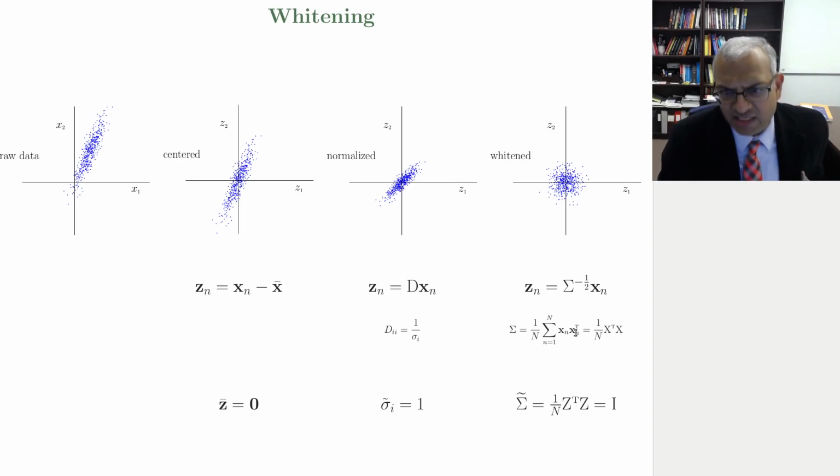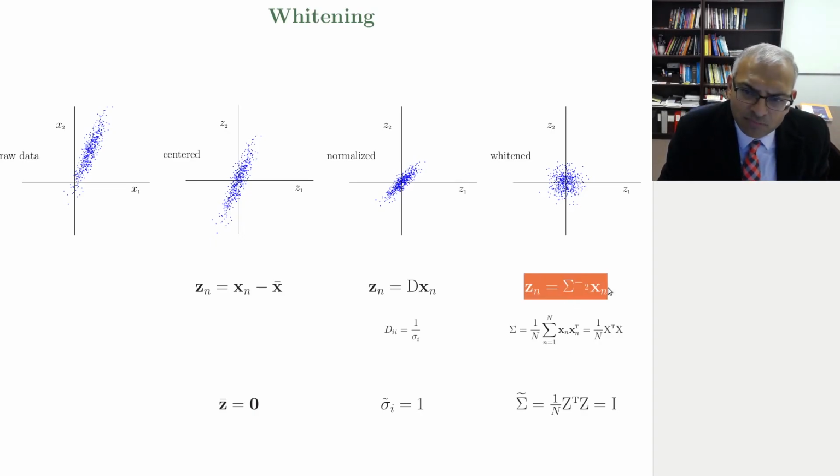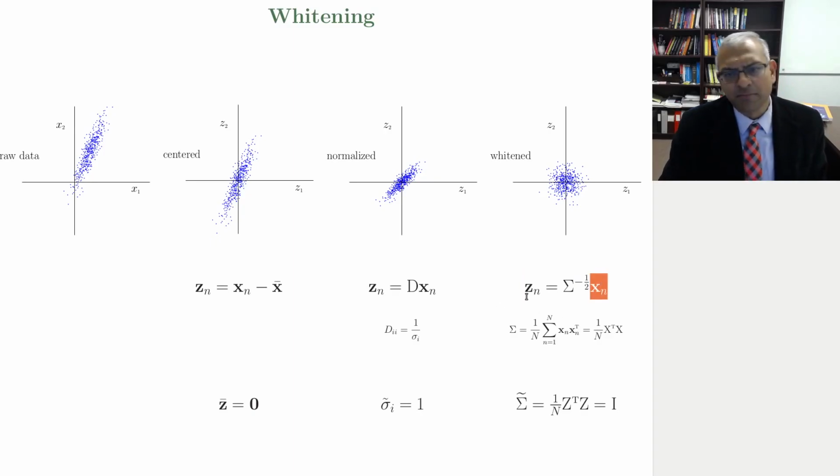I'll leave it as an exercise for you to prove that, if you implement this transform on the raw data x_n and compute z, and take the sum of the outer products of z_n times z_n transpose, you will find that you get a sigma that cancels out the sigma inverse, and so you will get the identity. I leave that as an exercise.